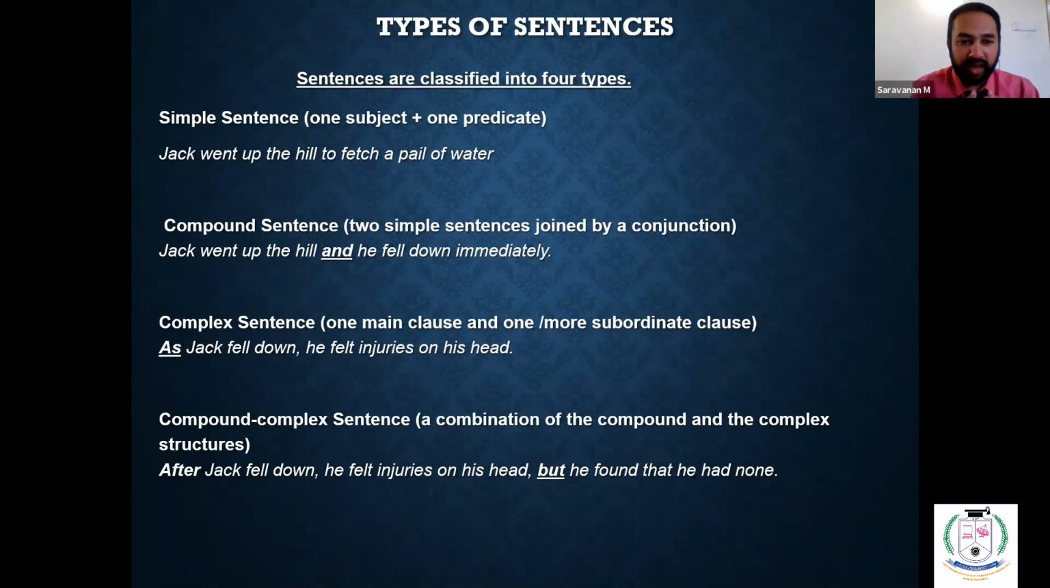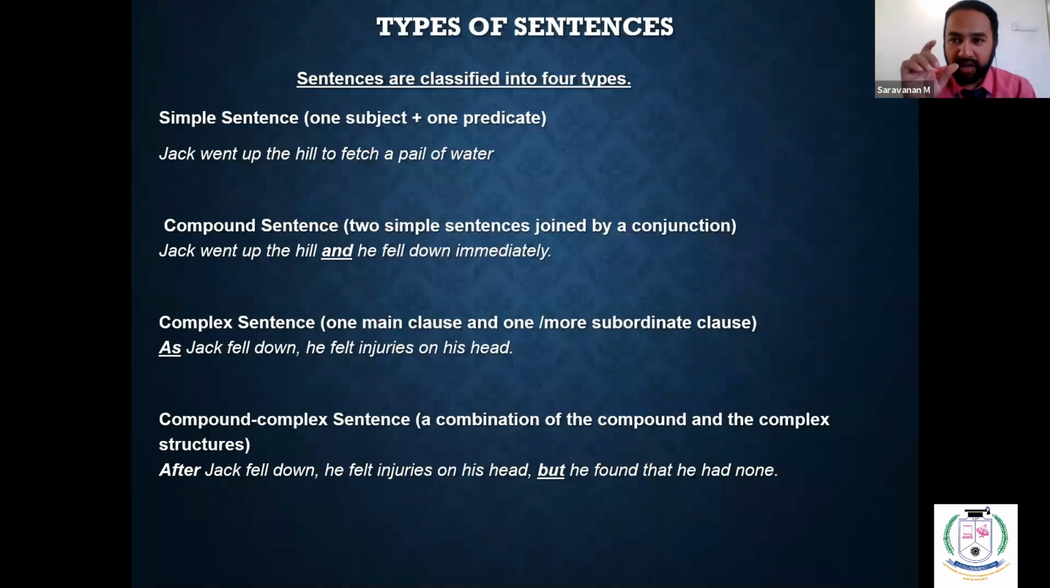Here, as Jack fell down, he felt injuries on his head. So he felt injuries on his head. What is that? That is the main clause. Now see the subordinate clause, as Jack fell down. So it gives certain meaning, but it is not complete. Okay. He felt injuries on his head. So that's the main clause. So the complex sentence is, as Jack fell down, he felt injuries on his head.